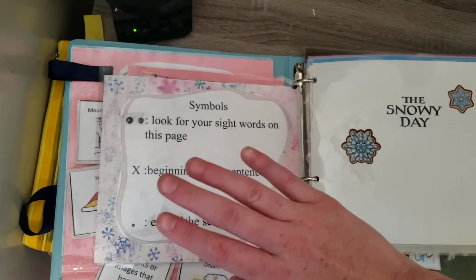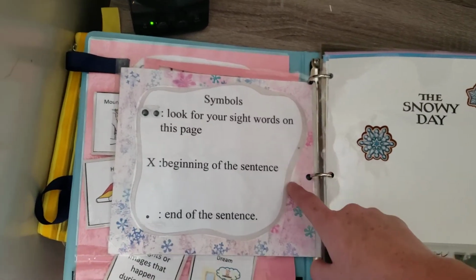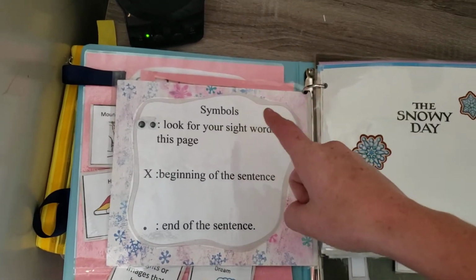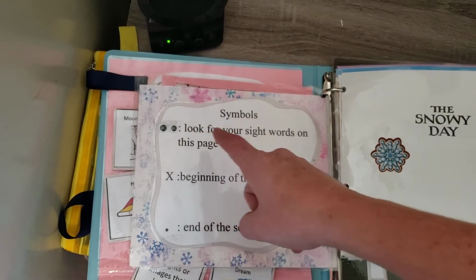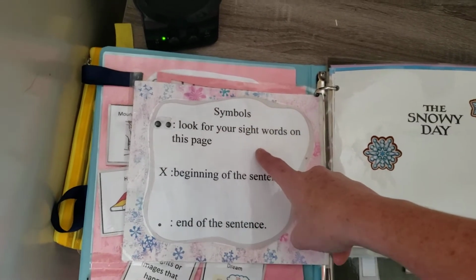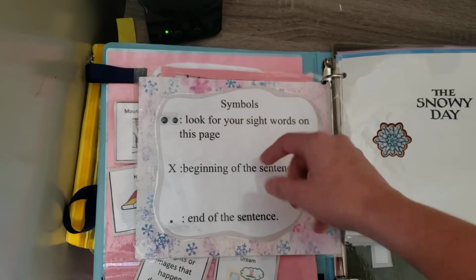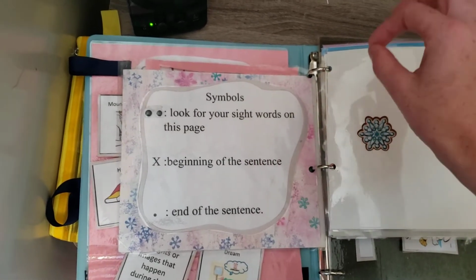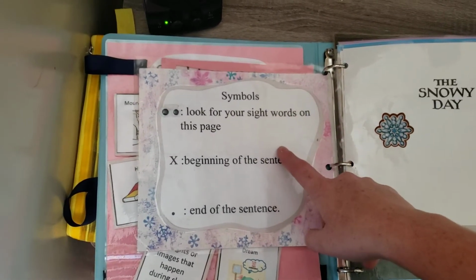Now, I made sure before we go any further, students understand my symbols. I've used 3 consistent symbols. The googly eyes, which are for sight words. This will alert the student to continue to look for sight words. They will be on the page where the student can see them.